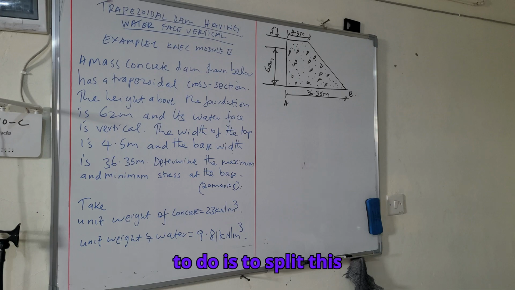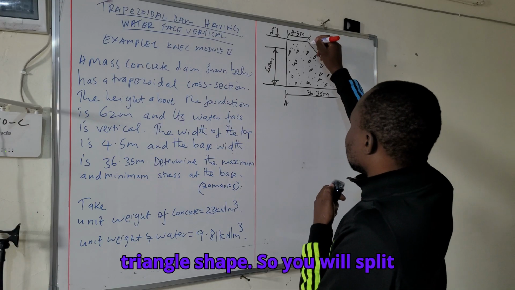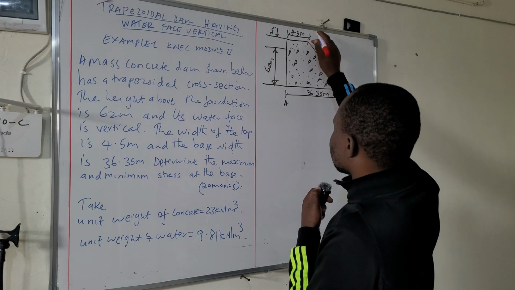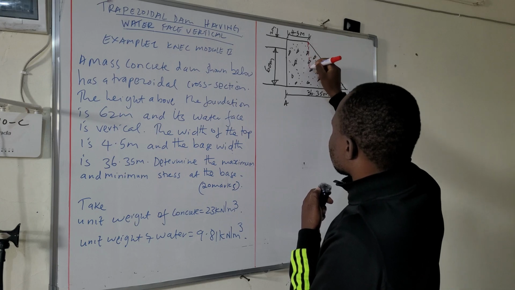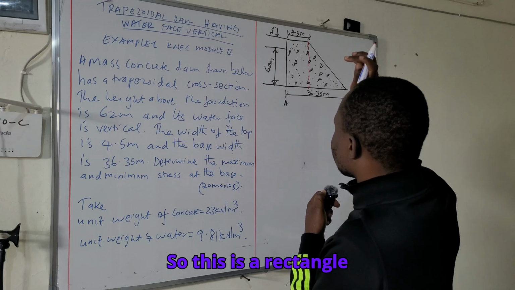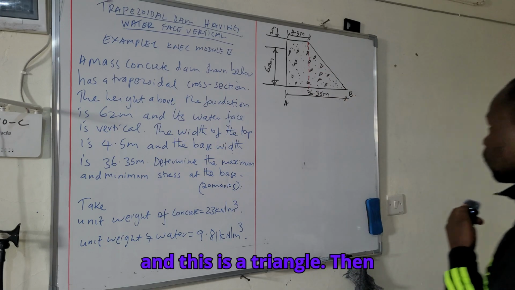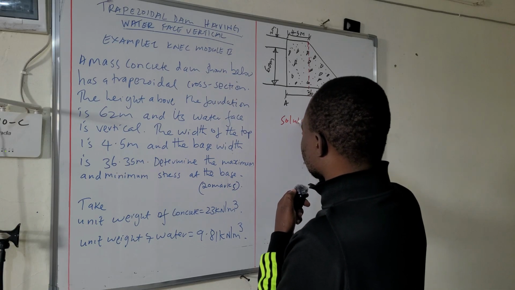So the first thing to do is to split this trapezoidal dam into a rectangular shape and a triangle shape. So you will split like this. So this is a rectangle and this is a triangle. Then solution.